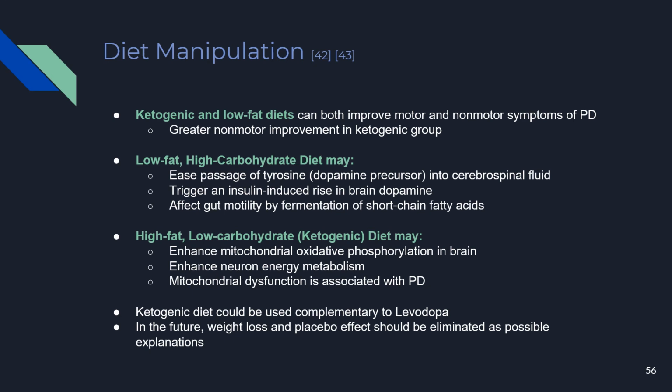As for the ketogenic diet, it mainly works through the mitochondria. This diet enhances oxidative phosphorylation in the brain, as well as neuron energy metabolism. This is significant because mitochondrial dysfunction is closely linked to Parkinson's disease, so increasing mitochondrial activity can counteract the progression of this disease. The researchers do leave us with a word of warning for now, though.